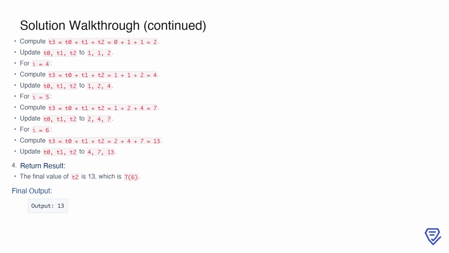Within each iteration, we perform a simple addition, t3 equals t0 plus t1 plus t2, which is an O(1) operation. Additionally, the reassignment of variables, t0, t1, t2 equals t1, t2, t3, is also a constant time operation. Overall, each iteration of the loop requires O(1) time. Since there are n minus 2 iterations, the total time complexity of the loop becomes O(n minus 2) multiplied by O(1), which simplifies to O(n). When we combine the base case operations and the loop, the overall time complexity of the algorithm is O(n).